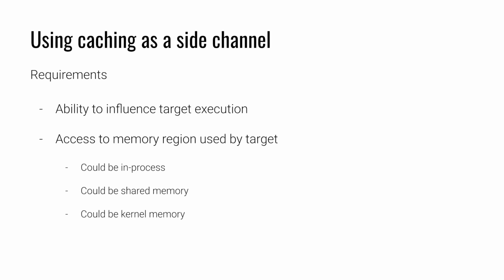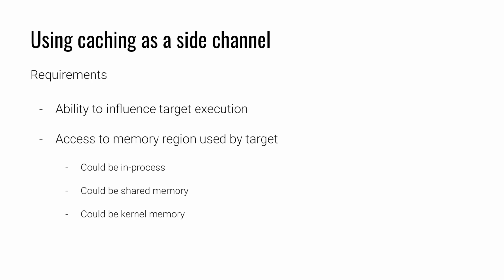So I need to be able to somehow influence the target's behavior to some degree, to get it to perform an operation that I'm going to observe the impact of. I also need to be able to access this memory region that's used by the target. That makes sense if you think about what I just described. We're going to have some type of target function or target execution, target program. It doesn't matter. There is some execution that is going to either touch memory and put something in the cache, or it's not going to touch memory.